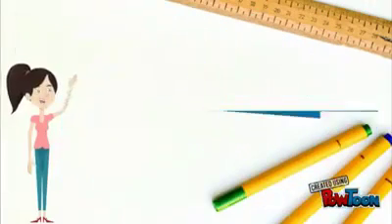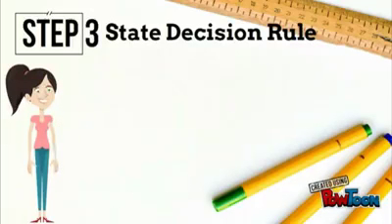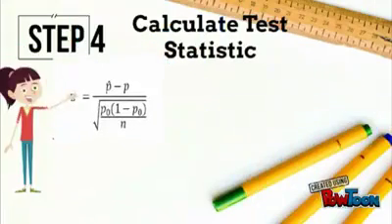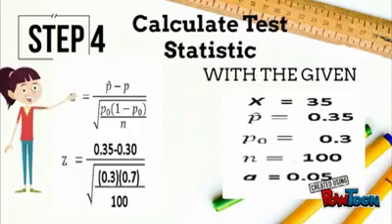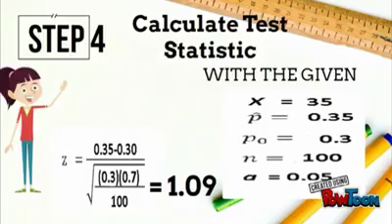Step 3. State decision rule. Using alpha equal to 0.05 and a one-tailed test, we have a critical value of 1.645. Step 4. Calculate test statistic. Z is equal to p hat minus p over square root of p quantity 1 minus p over n, which is equal to 1.09.